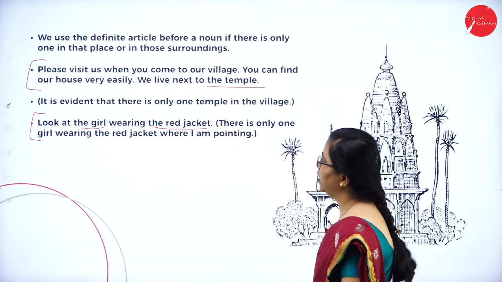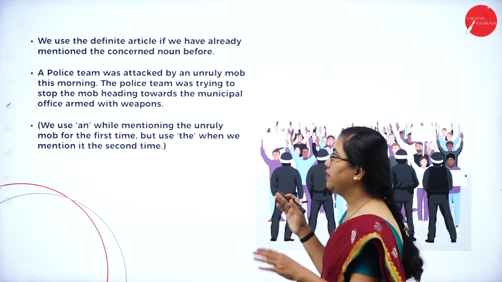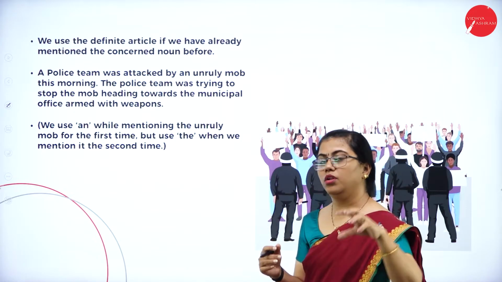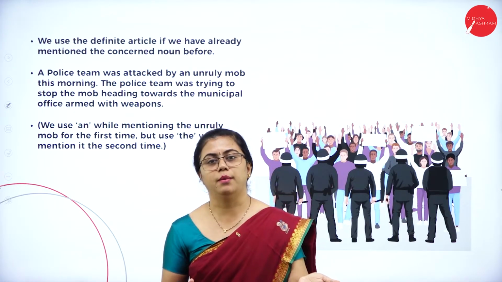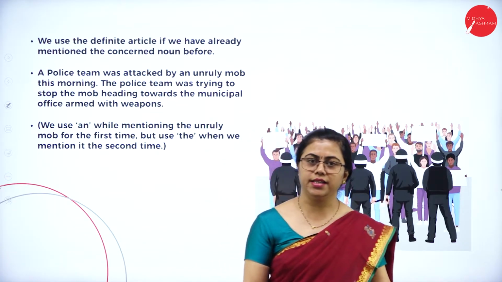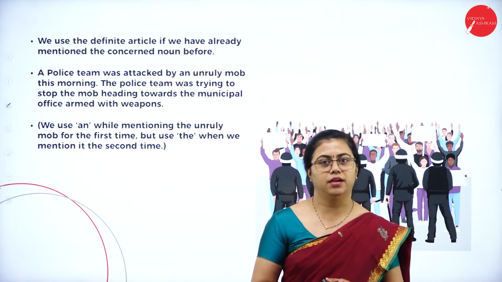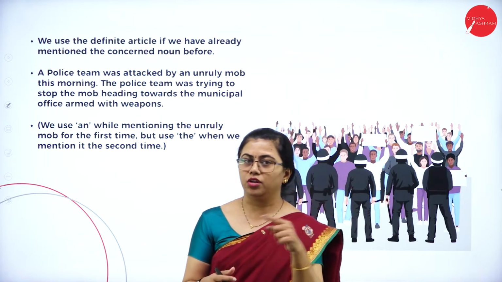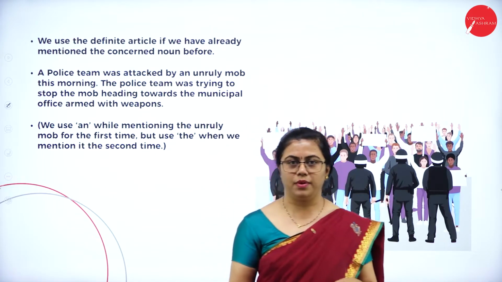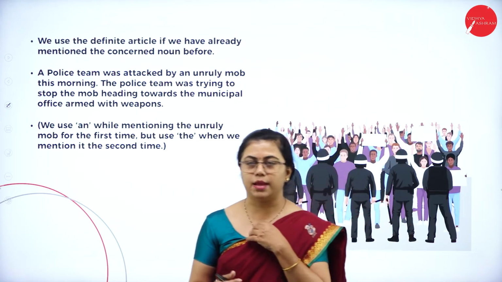So let's go further now. We also use this definite article whenever we are referring to some noun which we have already spoken about in a sentence. We have already referred to that noun earlier, and when we refer to it again, we use the definite article. When we are using that noun the second time, we use this definite article. How do you do that? Let us see an example over here.